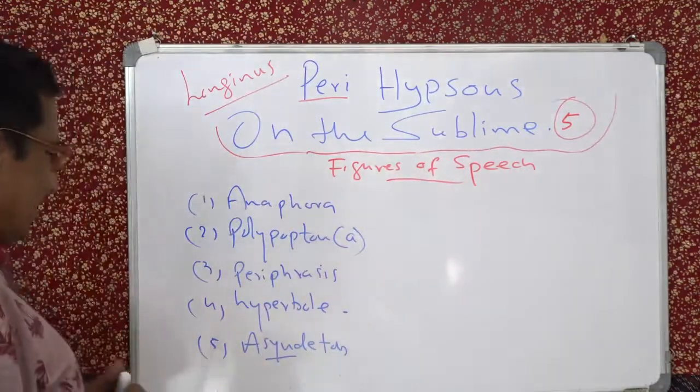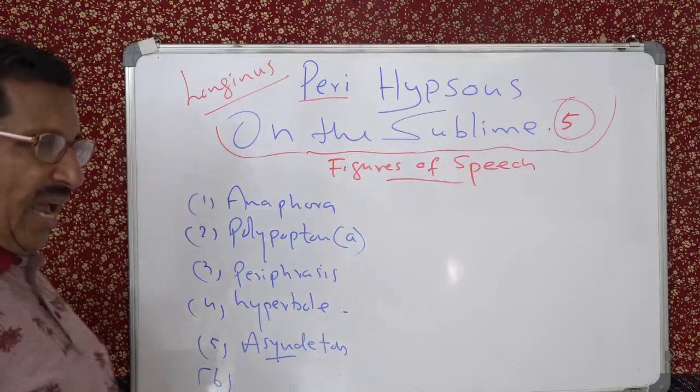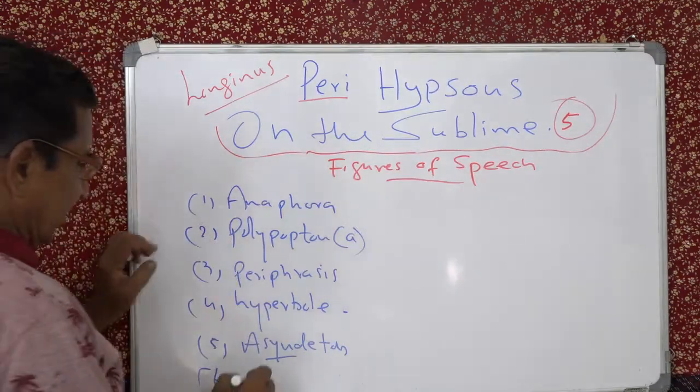Understand? Another, the sixth one, is hyperbaton. That is inversion.